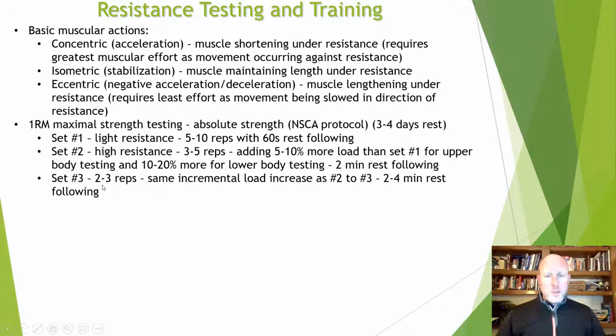So this third set is again adding 5 to 10% more load upper body wise and 10 to 20% more load lower body wise to whatever the second set was. Doing 2 to 3 reps, waiting 2 to 4 minutes, going to your fourth set, which could be your last set you do. 1 rep max now, by again 5 to 10% more than your upper body set, then set 3, and 10 to 20% more than what it was for your lower body for that third set there. And if you can do the rep, you got 1 rep, fantastic.